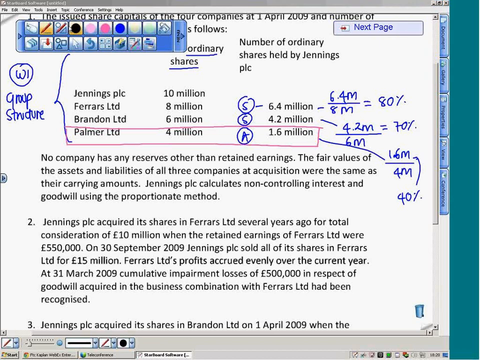Okay, so into the note, and it tells us that no company has any reserves other than retained earnings. The assets and liabilities of all three companies at acquisition were the same as their carrying amounts. Okay, that tells us that there are no fair value adjustments that we factored in. Jennings PLC is calculating the NCI goodwill using the proportion method. So it's telling us that they are using the share of the net assets method.